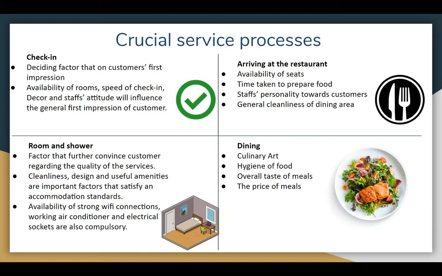The first crucial service process is the check-in process. The check-in is the deciding factor that can influence customers' first impression, positively or negatively. At this process, customers will be required to register at the desk registration, which will be assisted by a staff.